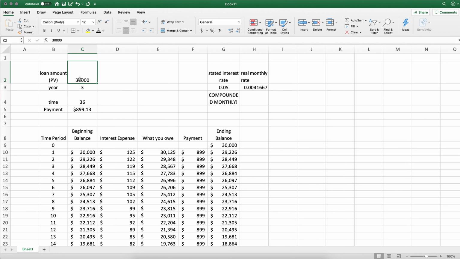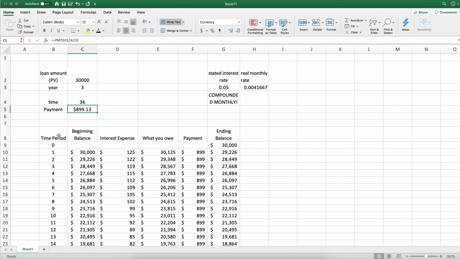We had a loan amount, we had a number of years, we had a stated annual interest rate of 5%. We did a couple things. We calculated the real monthly rate because the problem told us it was compounded monthly. We changed the time period from 3 years to 36 months because the number of months has to equal the number of time periods that are implied by the interest rate. We calculated the payment, which all we did was equals payment, and plugged in the numbers according to what Excel asked us to plug in.